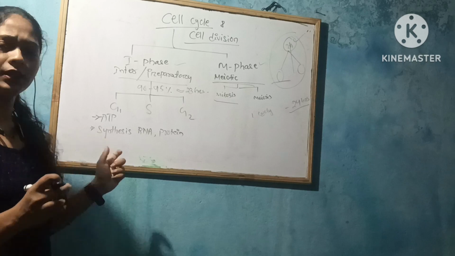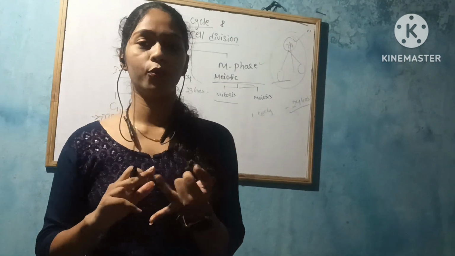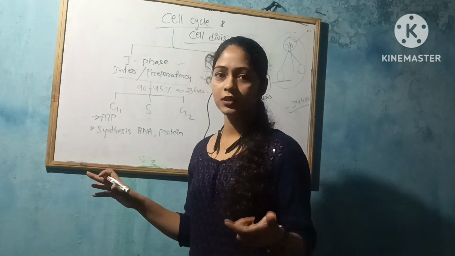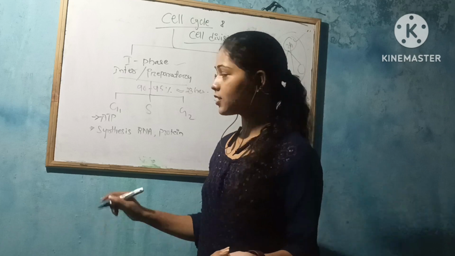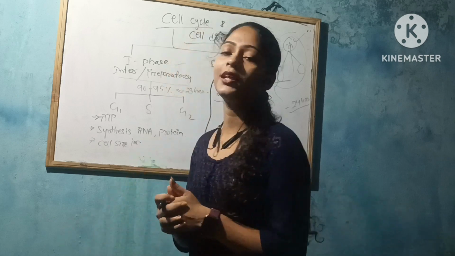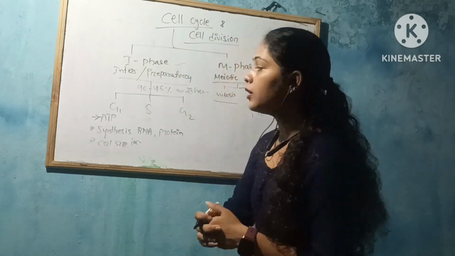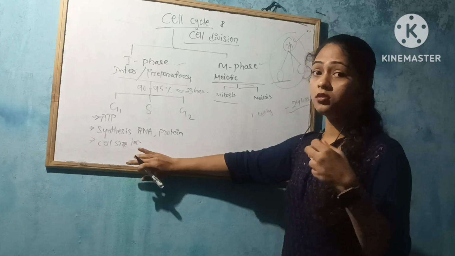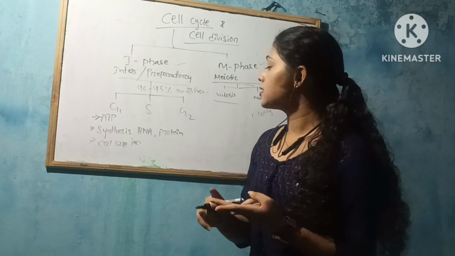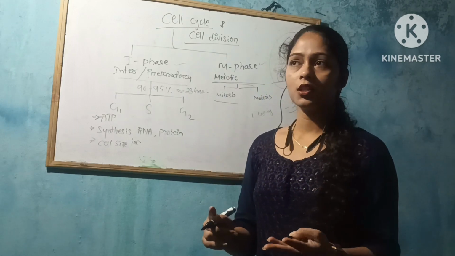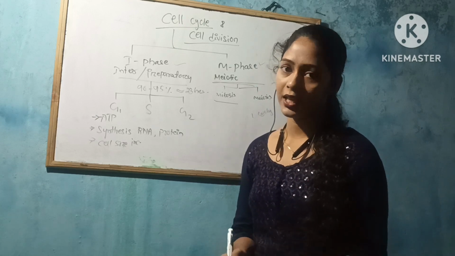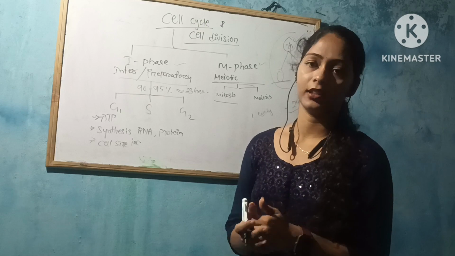So there's a little thing. Just think about it. If RNA, protein, and ATP are all synthesizing in G1 phase, the cell size will increase. Definitely yes. The cell size will also increase during the G1 phase. When we look at the work that occurs during the G1 phase, like ATP production, synthesis of RNA and protein, and cell size increase, it ultimately leads to the point that in G1 phase the cell is highly metabolically active, right?